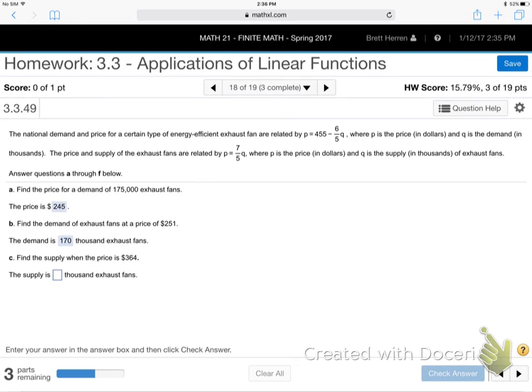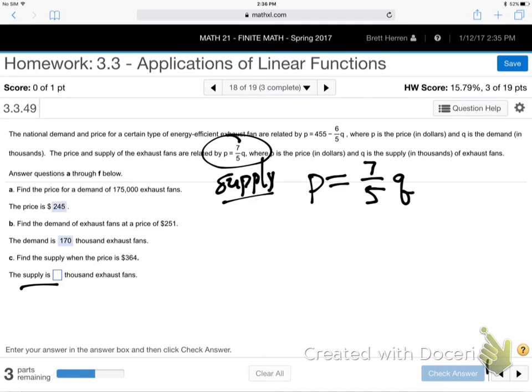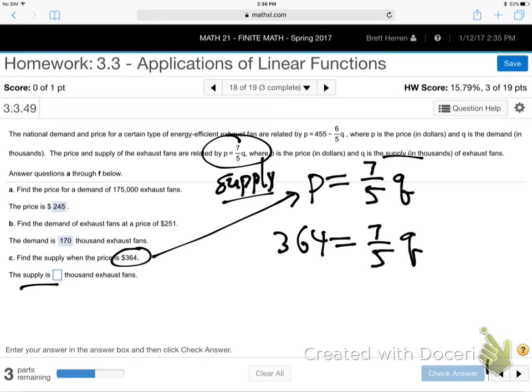Okay, so now we're talking about the supply equation. Instead of the demand, the supply equation is P equals 7/5 Q. This is the supply, because it says supply. They're telling me to find the supply when the price is 364, so P is 364. 7/5 Q. The quickest way would be to multiply by the reciprocal, upside down, 5/7.